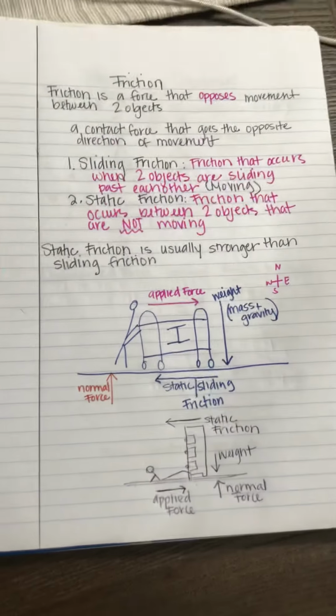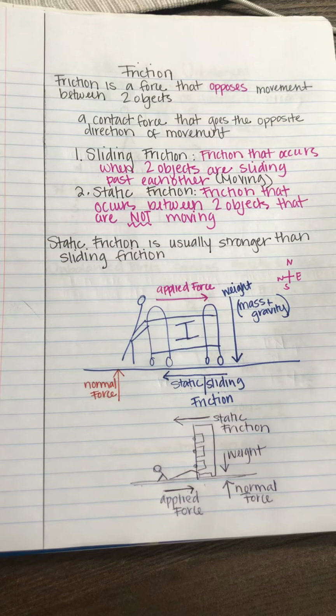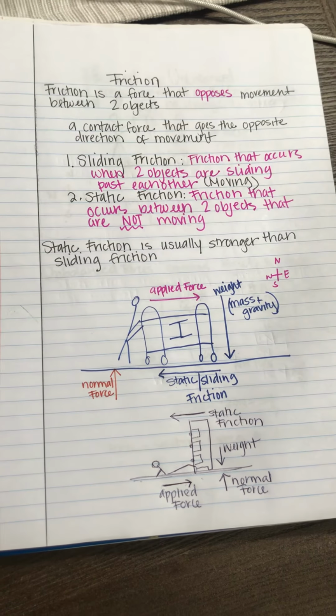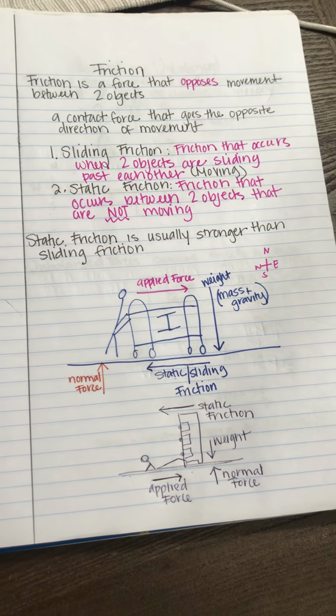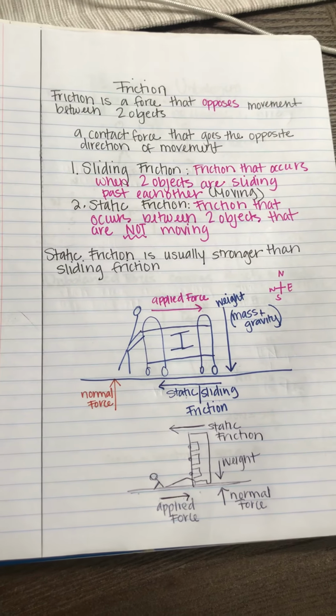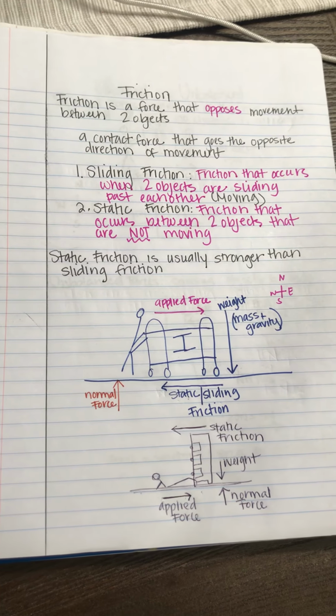But this is pretty much all there is to know about friction. Friction goes the opposite direction of movement, and there's two kinds of friction that we're going to be working on. They don't do the same thing. One is right before it moves. The second one is as it's moving.